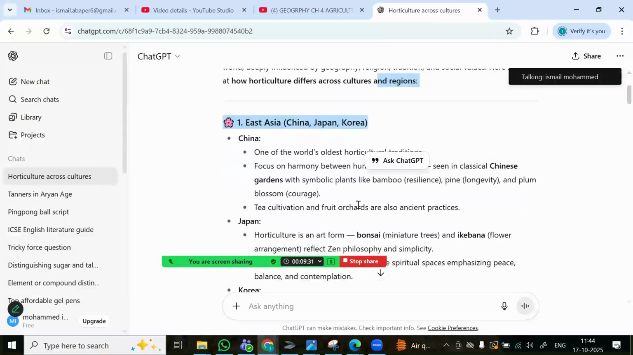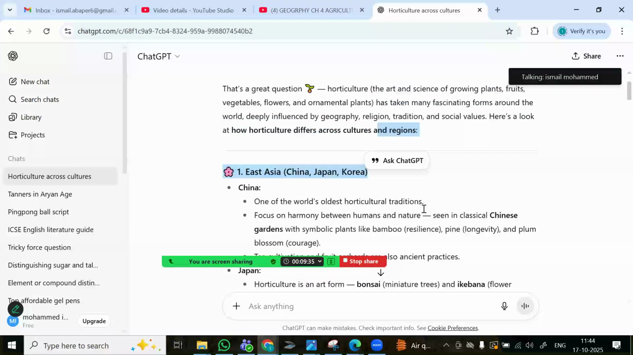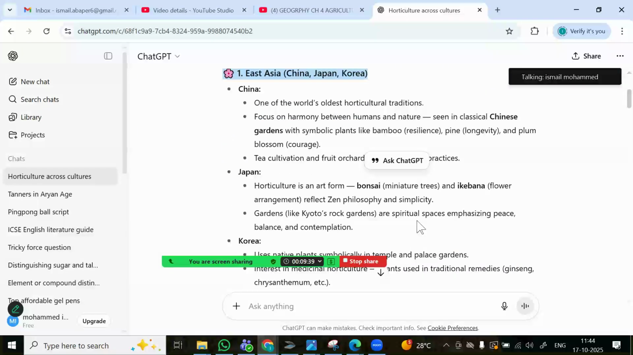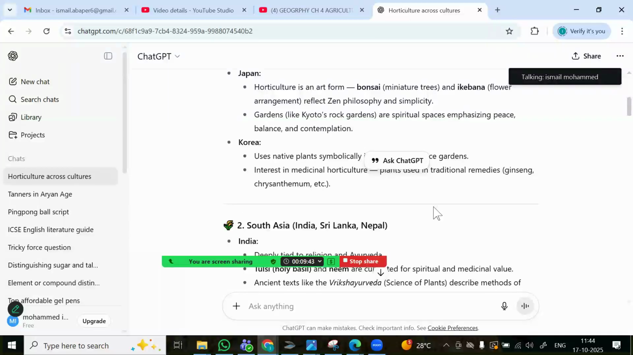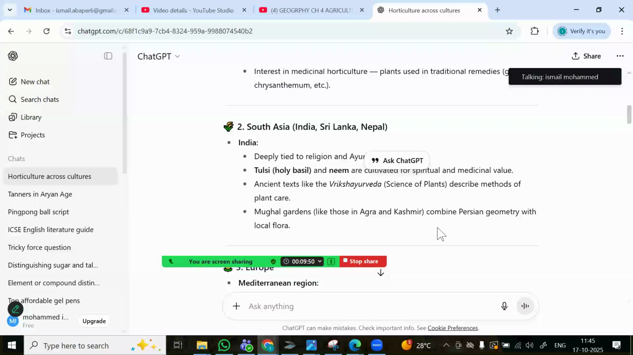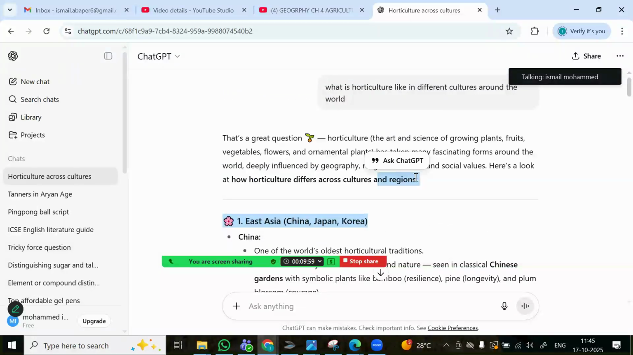For example, in China, they have different kinds of horticulture plants. In Japan, horticulture is in the form of bonsai and ikebana kind of trees. In India, tulsi, neem, those kinds of crops come under horticulture crops. So that is what horticulture is: the art and science of growing plants, fruits, vegetables, flowers, and ornamental plants.